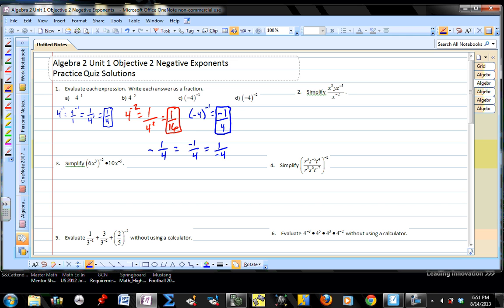The next problem is going to be very similar to part C. You have to be a little bit careful. You start with negative 4 to the negative second power, but that's really 1 over the quantity negative 4 squared. Here's where we have to be careful. Negative 4 squared is negative 4 times negative 4, which becomes a positive 16. So the answer is 1/16.